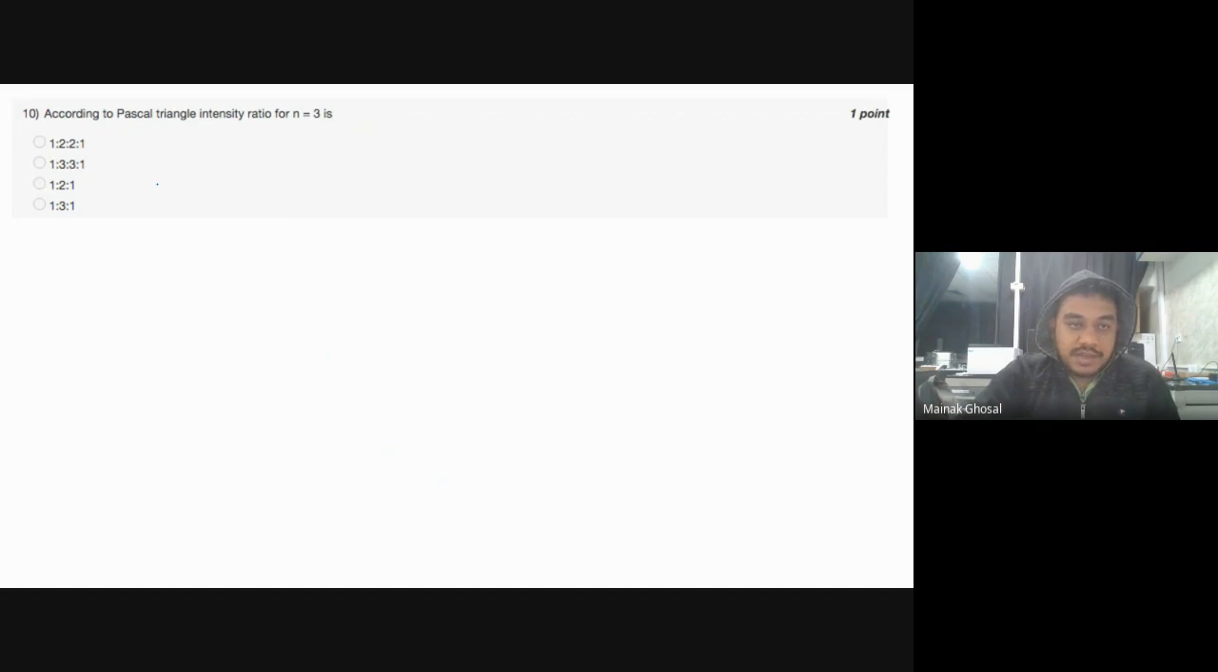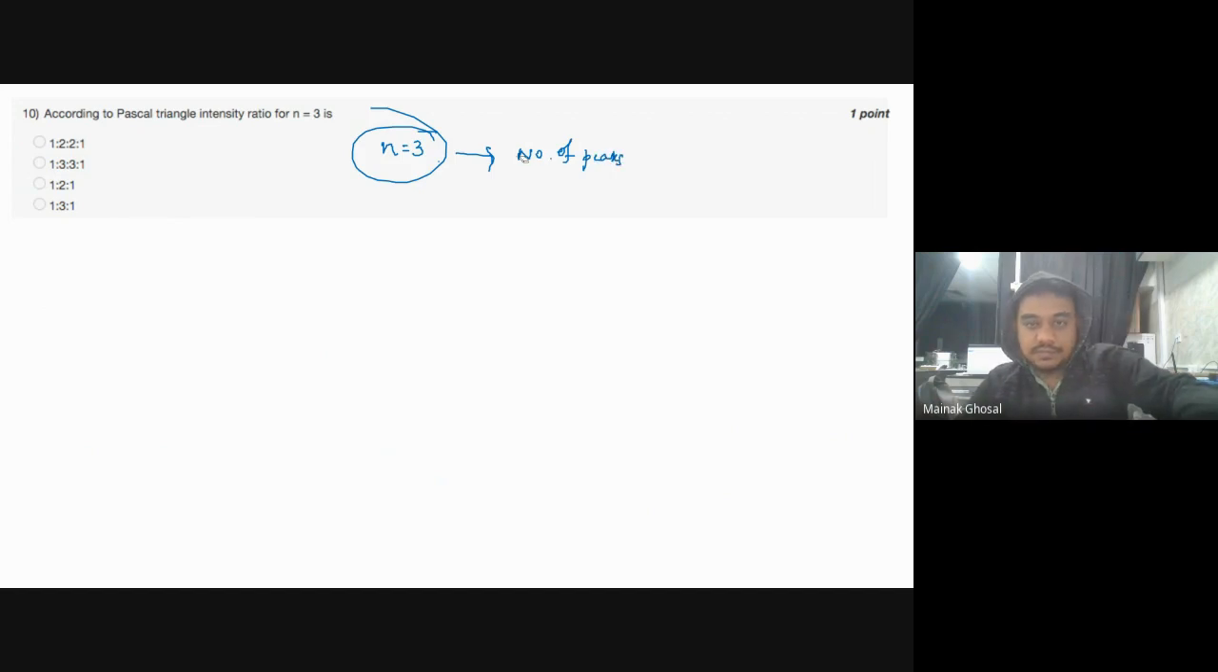So according to Pascal's triangle, intensity ratio for n equal to 3. I'm not going to do this because I have shown you what the Pascal triangle is. So since n equal to 3 is here, the number of signals or number of peaks, or better, if you write the intensity ratio of the peaks.